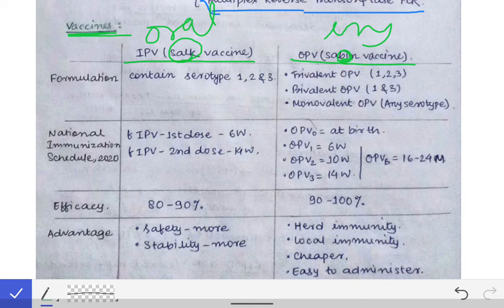But you have to remember it in the opposite sense. If it is I, that means injectable, but OPV is oral, so it will be the Sabin vaccine. And IPV is Salk, in which we have AL, which seems like oral. But the IPV is not oral, it is injectable, so it should be the opposite. By that we can remember it easily.